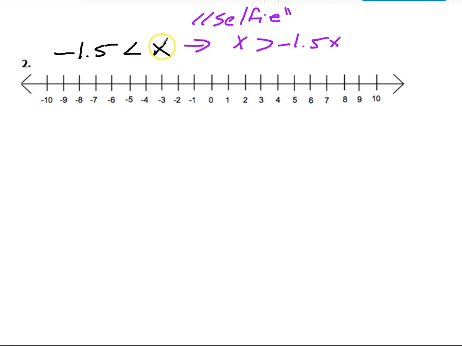The same thing here is we can flip this around by taking the selfie, and now since our x is on the left-hand side, our arrow is just going to go whichever way the inequality sign points. So we're going to go to negative 1.5, which is halfway between negative 2 and negative 1, and put an open dot, and it's greater than. So we're going to draw a line to the right, because those are the numbers that are bigger than negative 1.5.